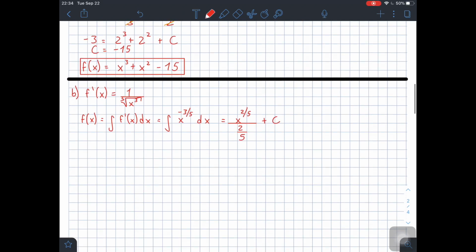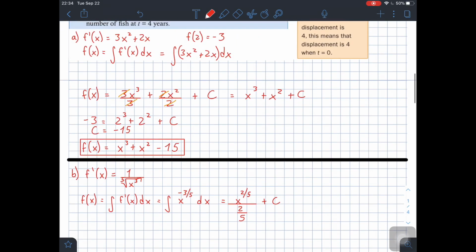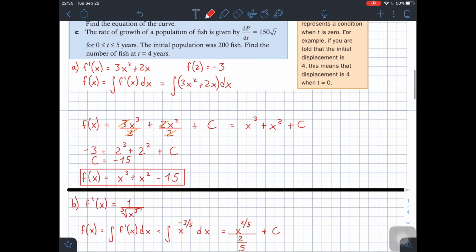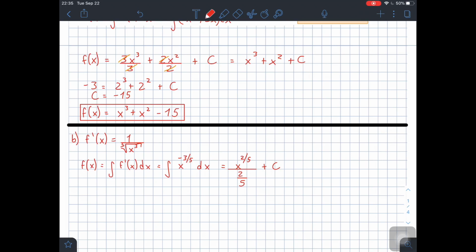Okay, so we already have the general solution, which is this expression over here. And now I will apply the particular solution. We're given this information that the curve passes through the point (32, 30). So the point (32, 30) is a point of f of x, right?